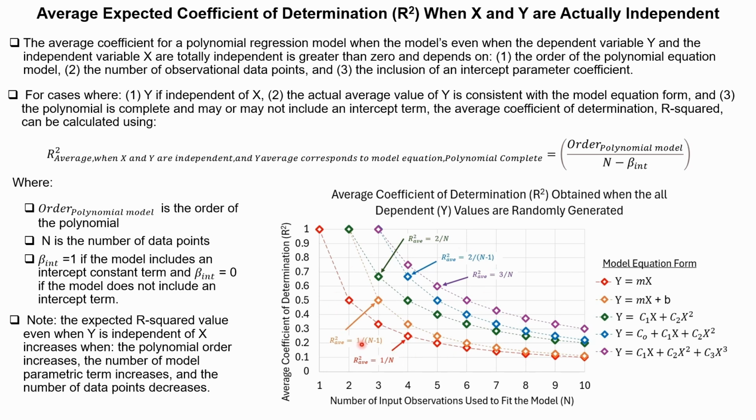In conclusion, you can see that the average R-squared value has a positive bias, and that positive bias increases as you increase the number of model terms, and also increases as you decrease the number of input data observations. And this average R-squared bias decreases as you add more observations. This average bias decreases as you make your model have fewer terms.